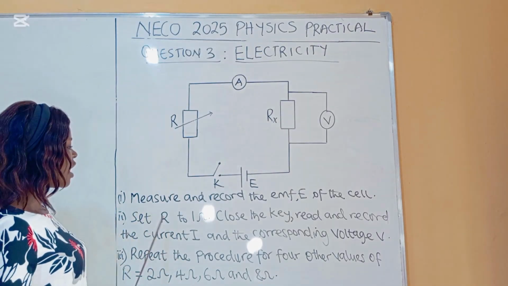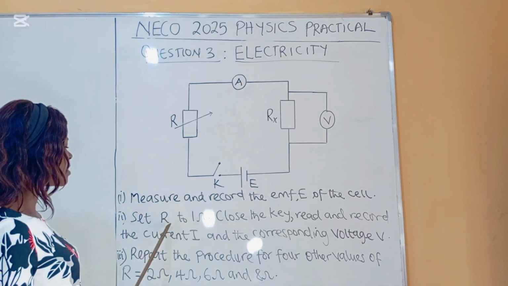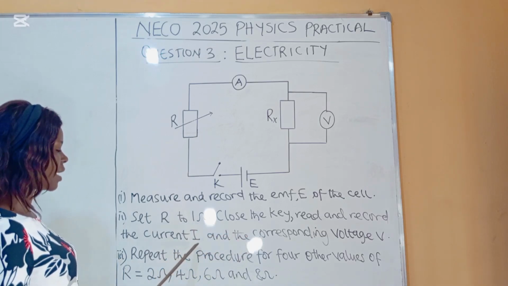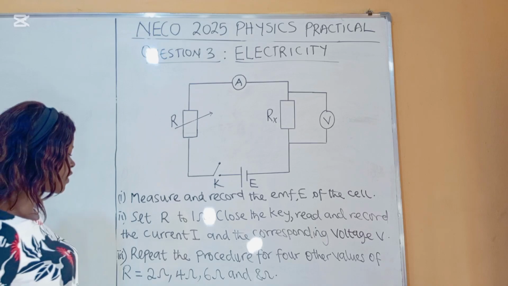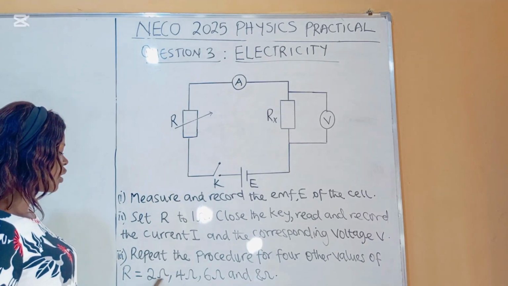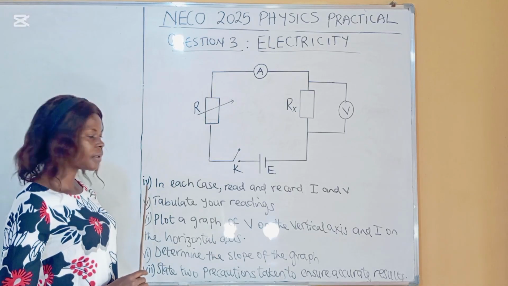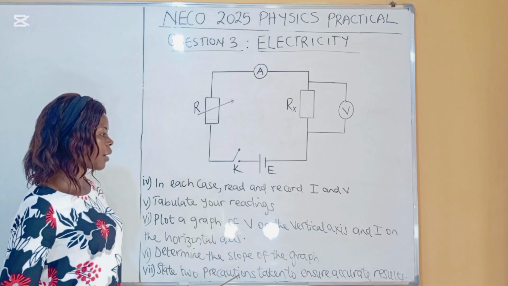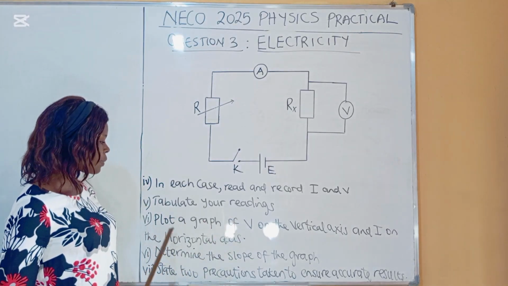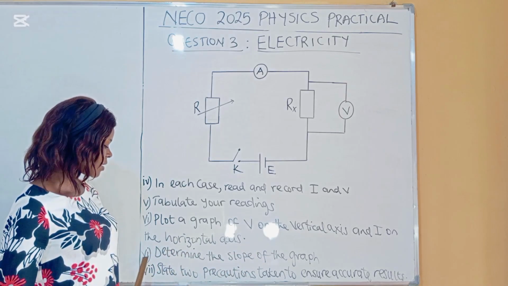So we're going to carry out this procedure so you can perform these tasks. I: measure and record the EMF E of the cell. II: set R to 1 ohm. III: close the key. Read and record the current I and the corresponding voltage V. Repeat the procedure for 4 other values of R equals 2 ohm, 4 ohm, 6 ohm, and 8 ohm. IV: in each case, read and record I and V. V: tabulate your readings. VI: plot a graph of V on the vertical axis and I on the horizontal axis.